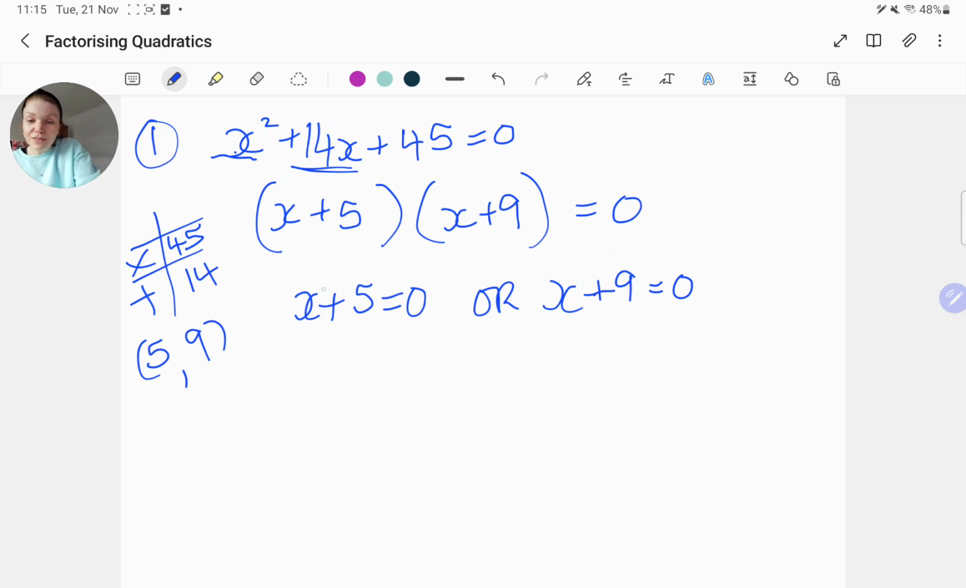Sorry. So then we need to rearrange it to get the value of x. So we're going to move this to the other side. Remember, change side, change sign. Do the same with this one. And there you have it.